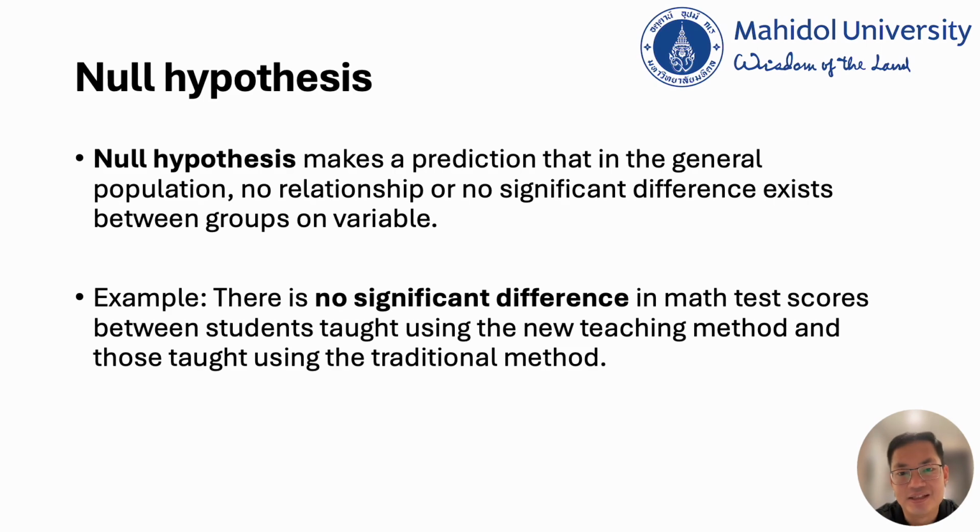The null hypothesis assumes that there is no difference or relationship between variables. For example, there is no significant difference in math scores between students taught by the new method and those taught by the traditional one. This forms the basis of most statistical testing. We attempt to reject the null and to support the alternative.